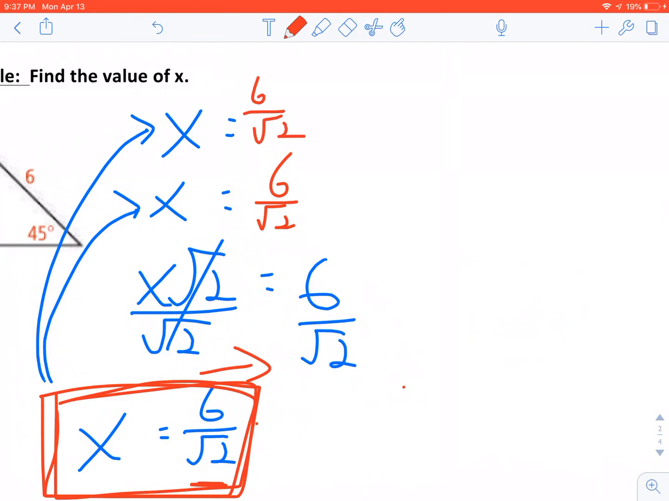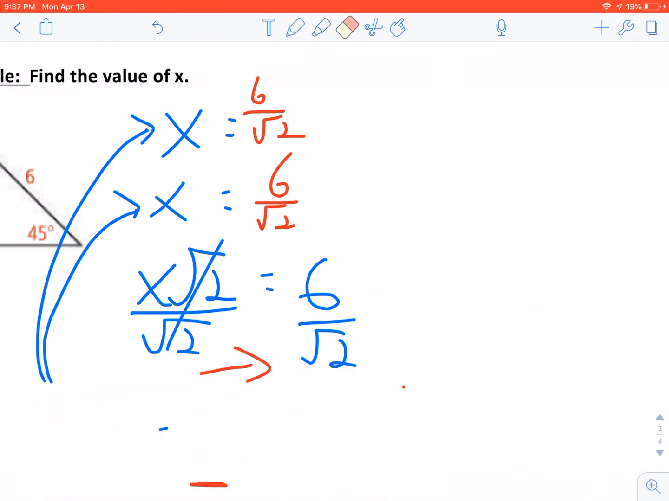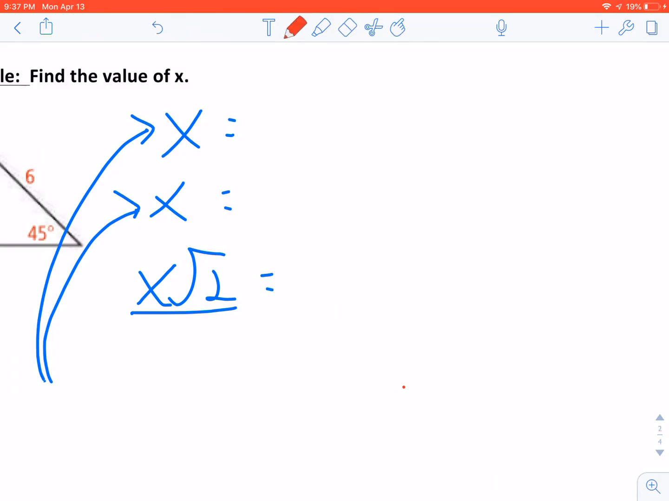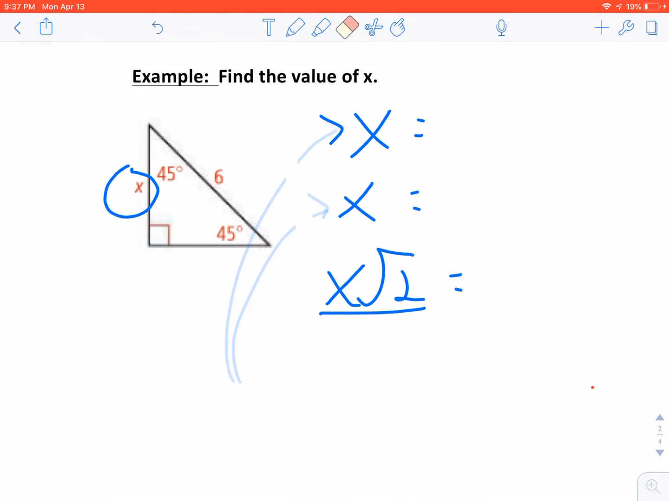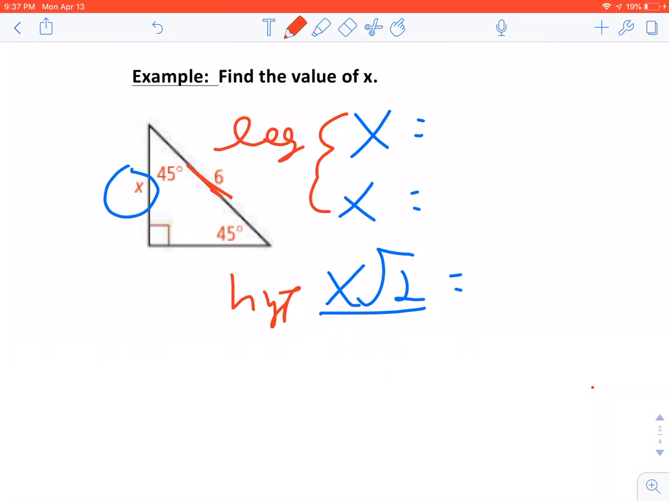And again, all I did was I went to my table that I told you to set up. And I said, all right, what was given to me? You were given the hypotenuse. Remember, these two are your legs. This is your hypotenuse. So fill in what you know. I was given the hypotenuse, so x radical 2 is equal to 6.